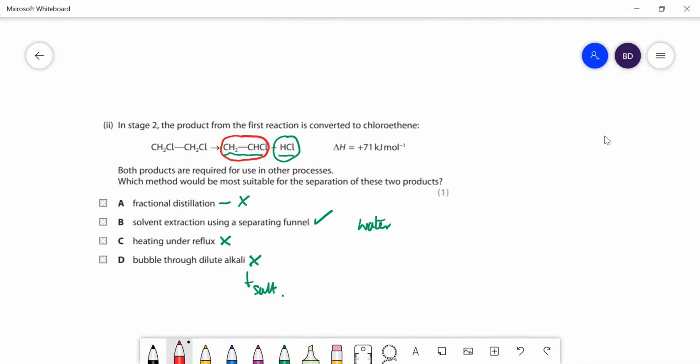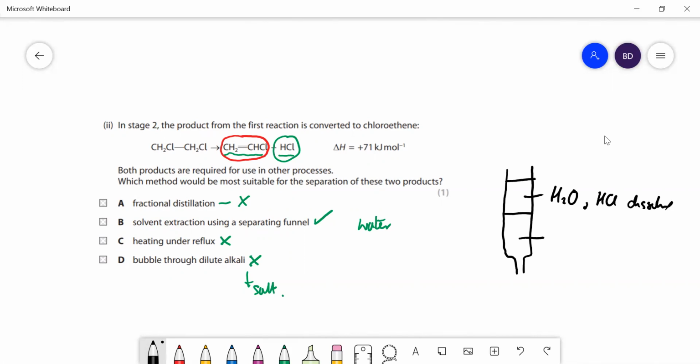Okay, so the HCl would dissolve in water, so you'd have your separating funnel. Water's probably lighter than the chloroethene, because it's got a chlorine atom in it. Okay, this is nasty, but anyway, you've got H2O there, and the HCl would dissolve in that. And here you would have just your chloroethene. It wouldn't dissolve in the water very well. Okay, so that would be the best, and we'll tap on this separating funnel. That would be the best way of doing that.